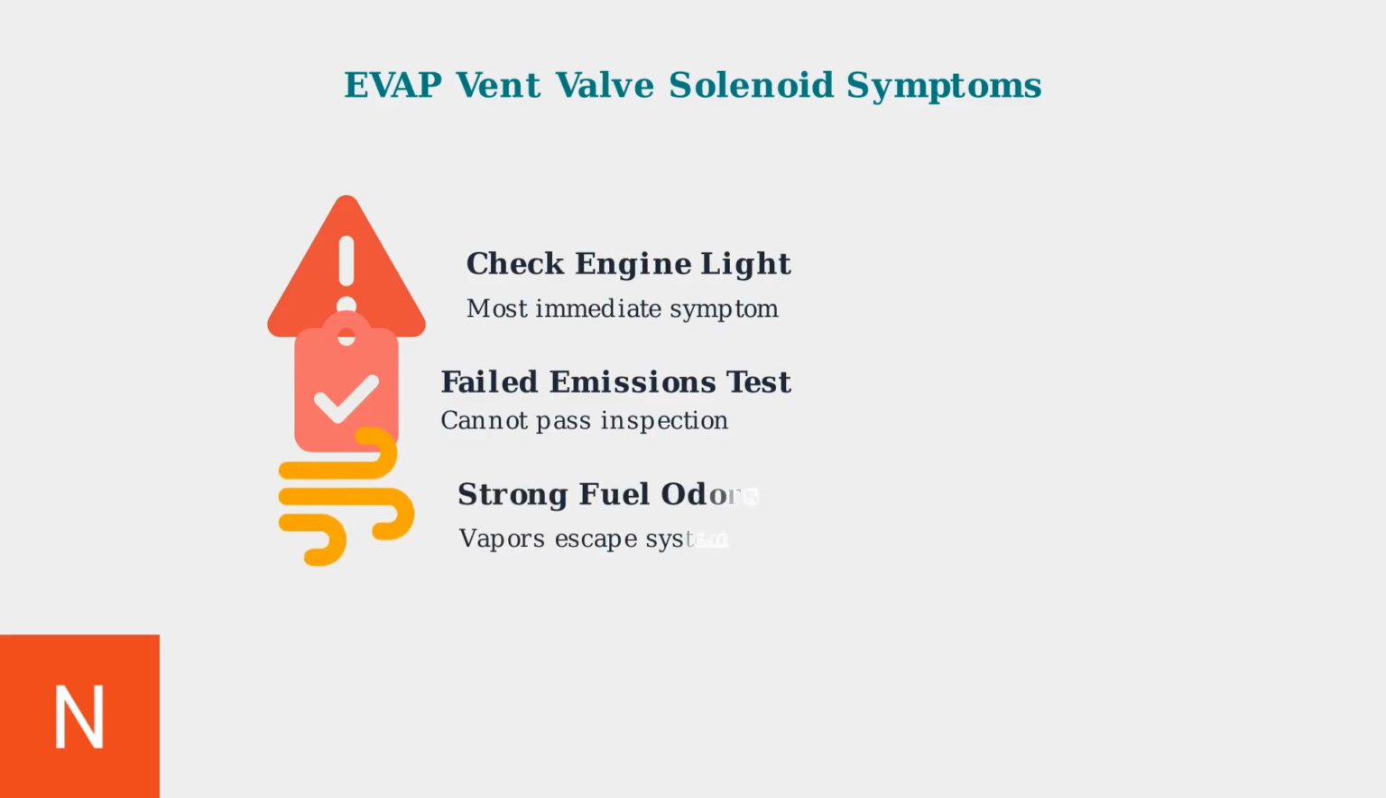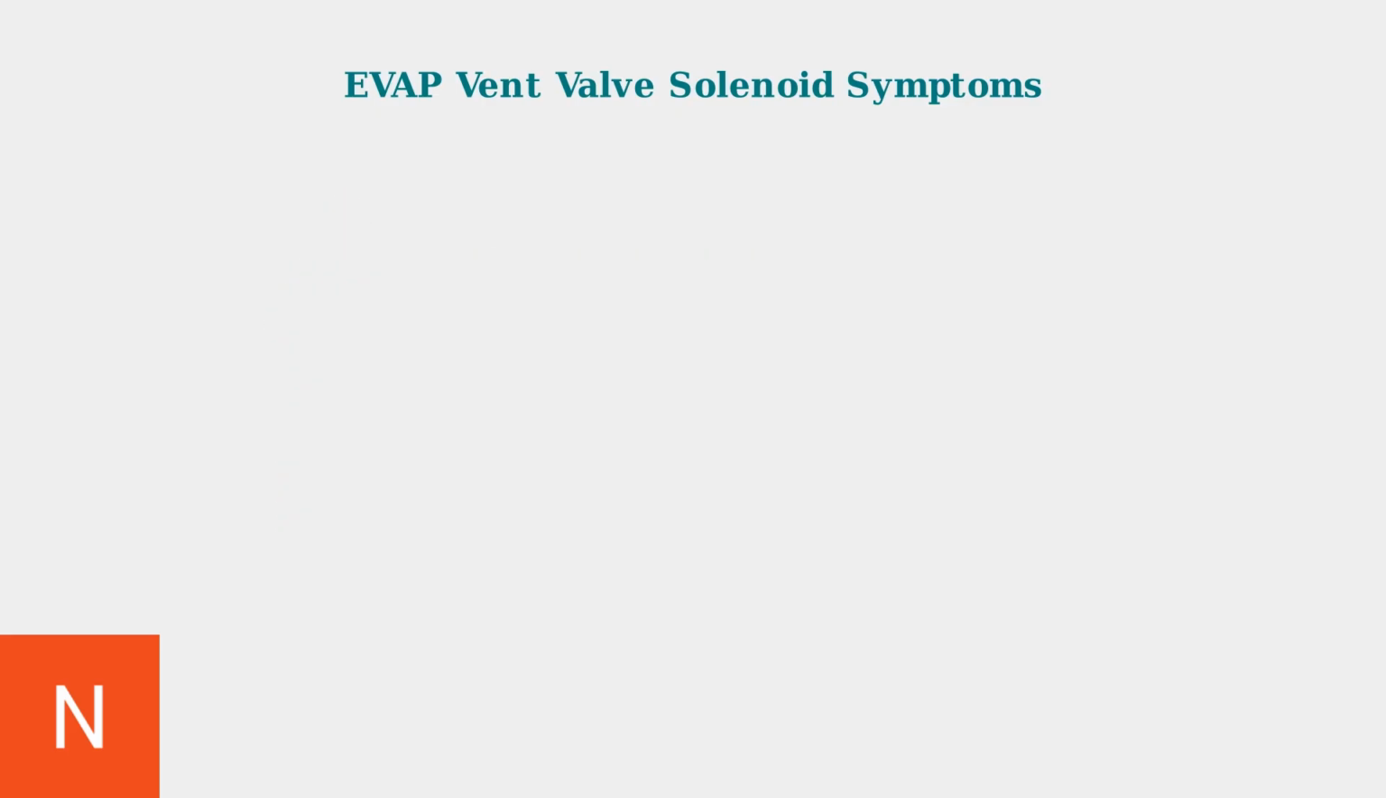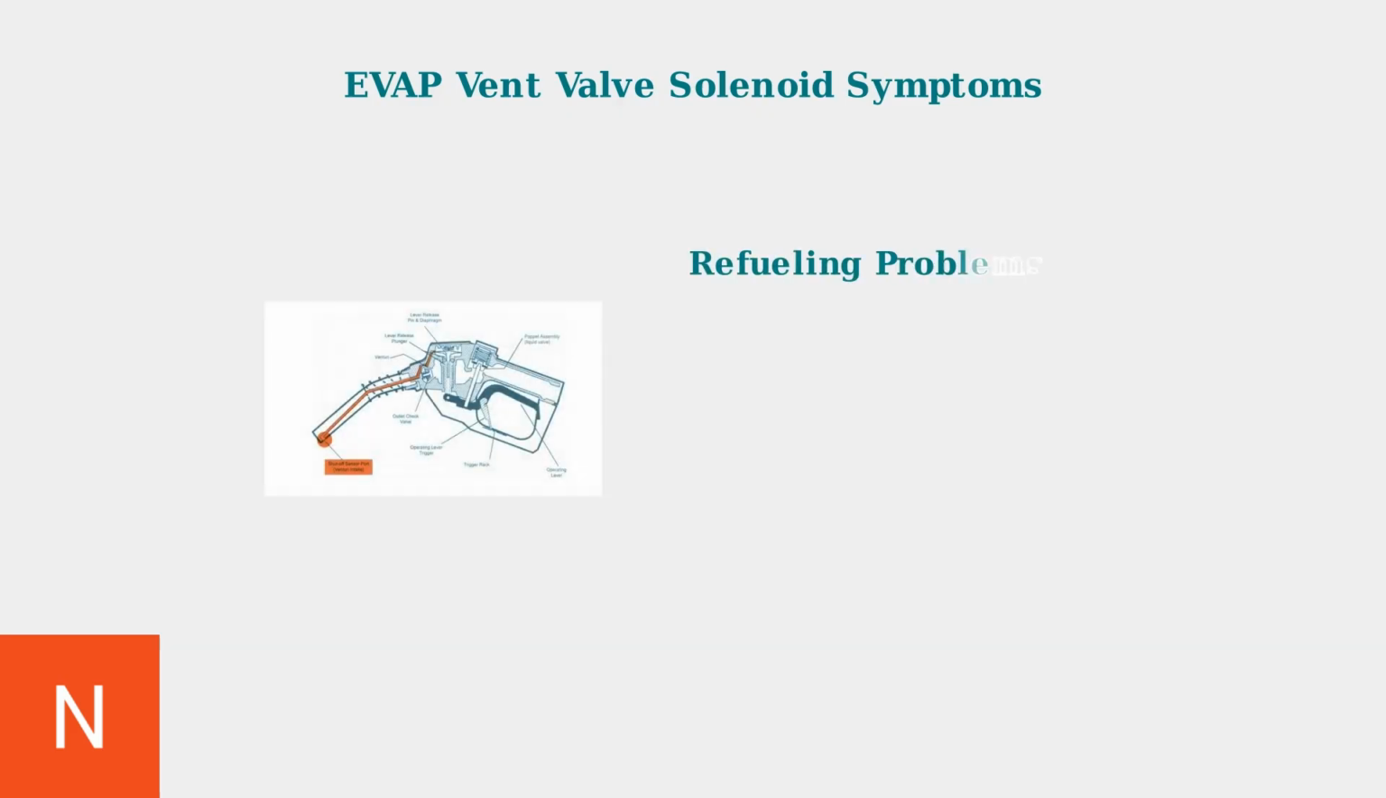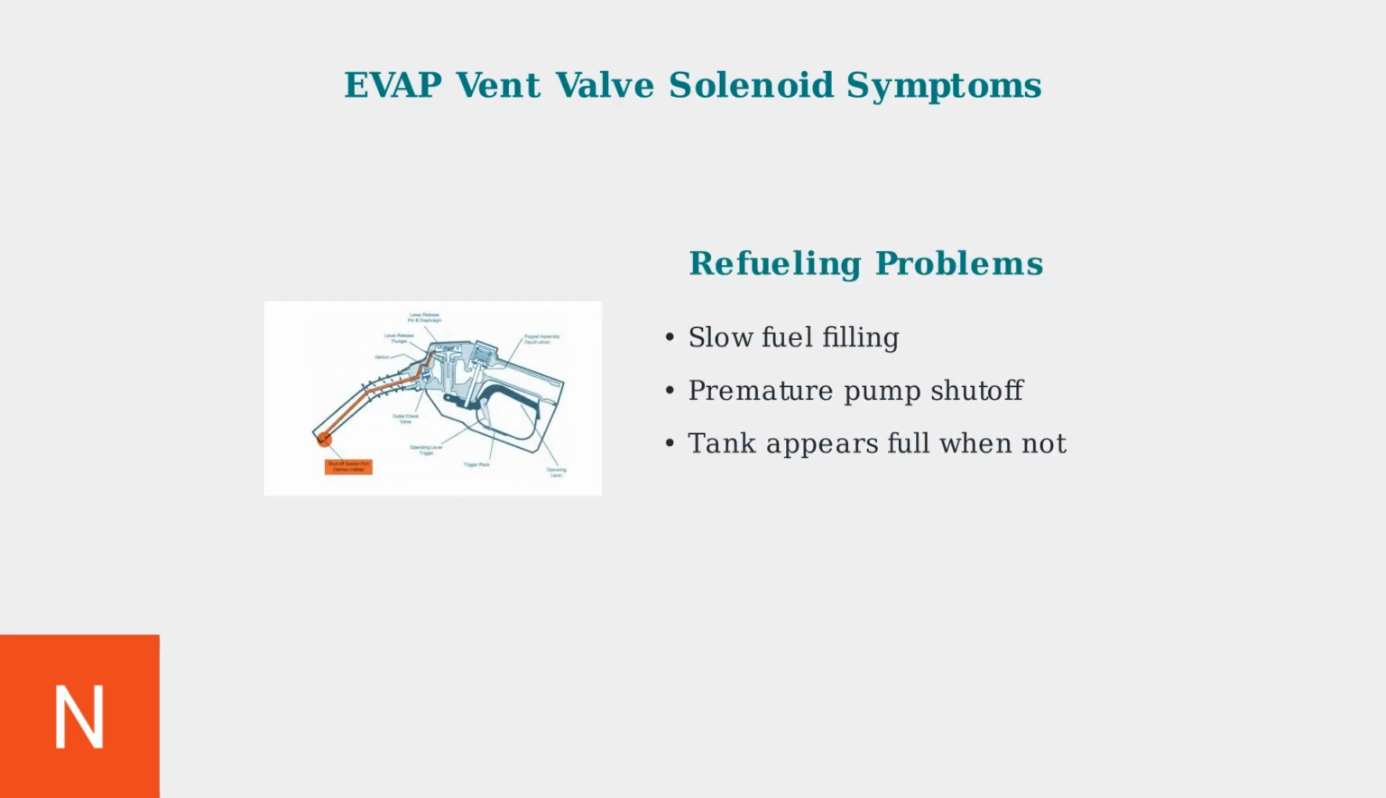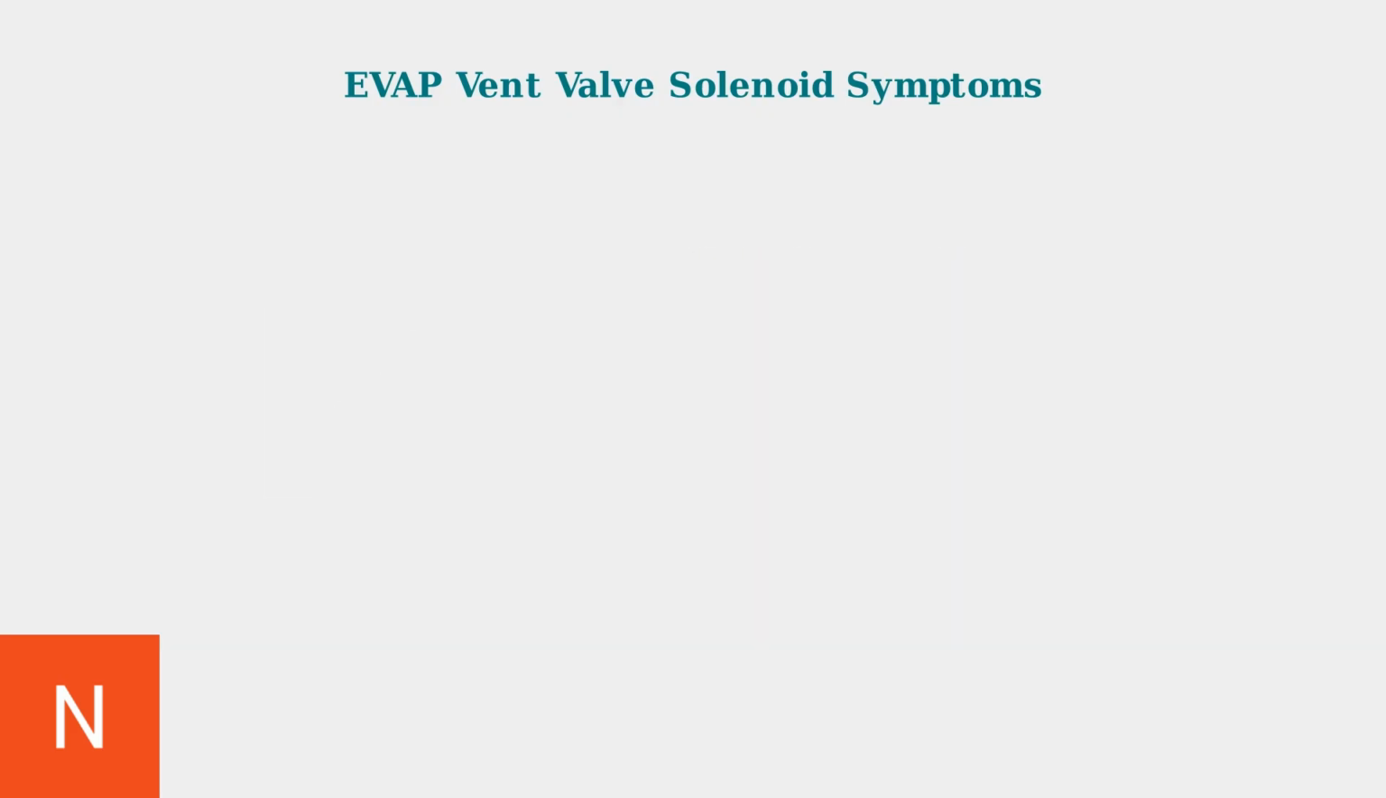You may also notice strong fuel odors around your vehicle. When the EVAP vent valve solenoid fails, fuel vapors that should be contained and processed by the system can escape, creating noticeable gasoline smells. Refueling becomes problematic when the EVAP vent valve solenoid fails. You'll experience slow fuel filling or the pump nozzle shutting off prematurely, even when your tank isn't full.